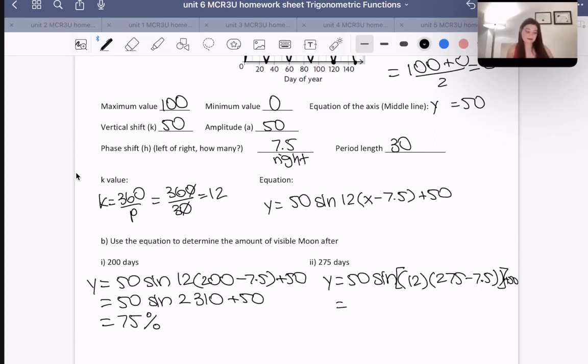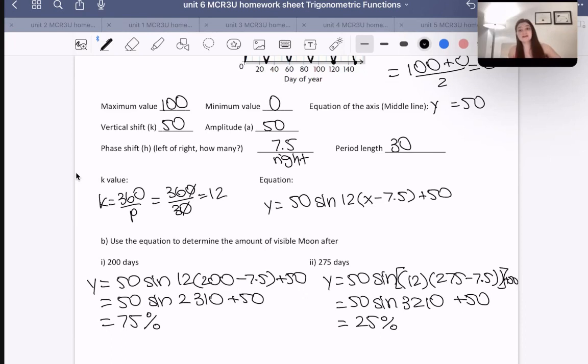Okay, so let's give it a go. 275 minus 7.5 is 12. So here we have sine 3210 plus 50. And also don't forget we're multiplying by 50 before we add the other 50. Keep that in mind because it will change your answer if you do not do that. So make sure that you do. And here we have 25% as our answer.